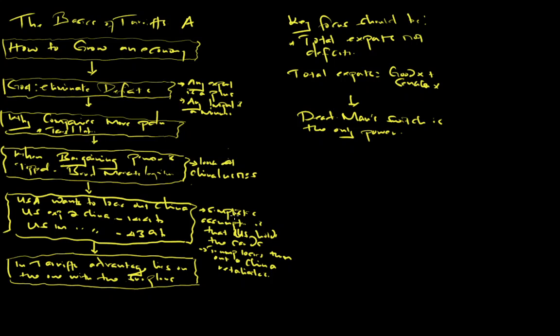The first one is we want to understand how exactly you grow an economy. Two, what was the goal of these tariffs? Three, why do companies move production into China or India or Vietnam or other countries? Four, when is the bargaining power tipped when you're thinking about imports and exports? Then five, we'll be speaking about why the USA wants to lock China out of the market. Then lastly, we look at tariffs as a strategy in itself and why Donald Trump missed the mark by a big portion.